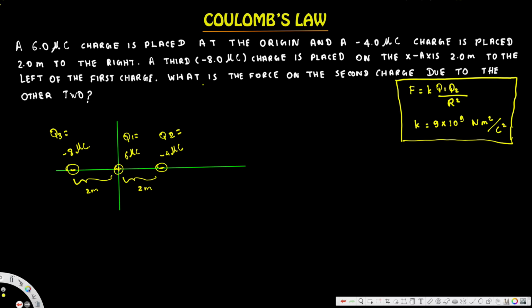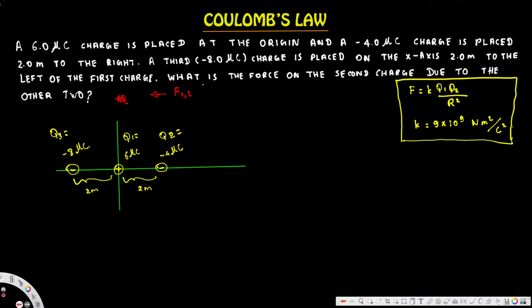We know that if charges are opposite, they will attract each other, and if the charges are the same, they will repel each other. If we look at Q1 and Q2, Q1 is a positive charge and Q2 is a negative charge. So the force due to Q1 on Q2 is going to be in this direction. We are interested in this charge, so the force is going to be in this direction, and that's going to be F12. And also we have to find out the force due to the Q3 charge.